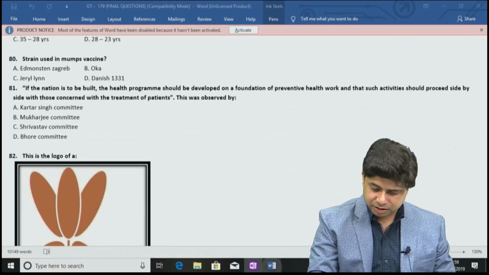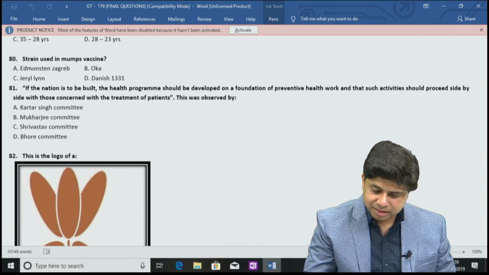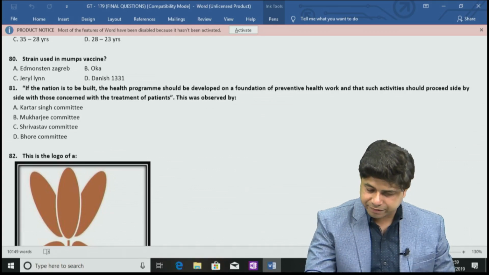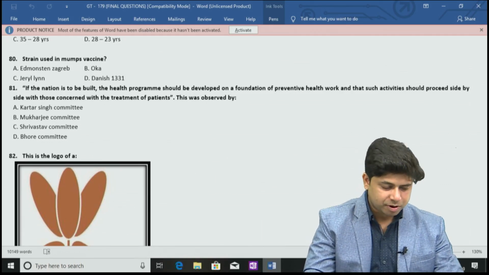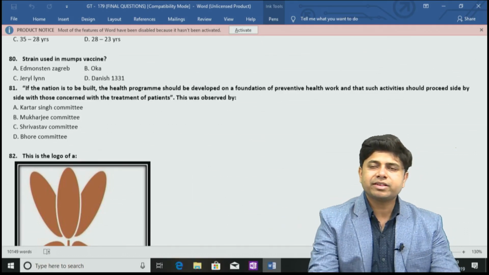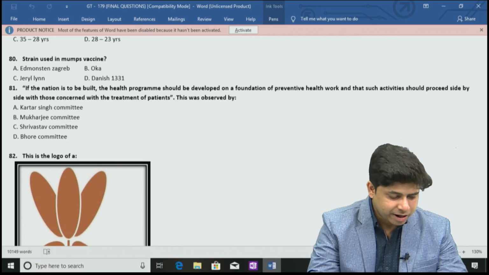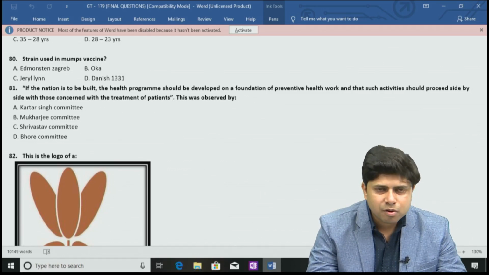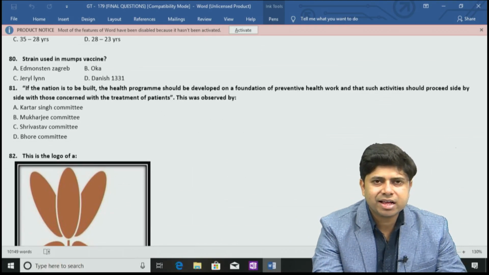Let's go to the next question. If the nation is to be built, the health program should be developed on a foundation of preventive health work, and such activities should proceed side by side with those concerned with the treatment of patients. This was observed by the Bhore committee. Sir Joseph Bhore was the leader. In 1943, the government of India appointed him as chairman to survey the primary health needs of the country and to plan the activities to achieve maximum health.